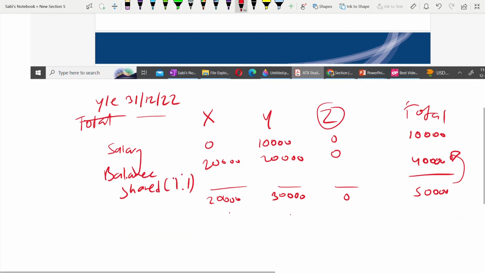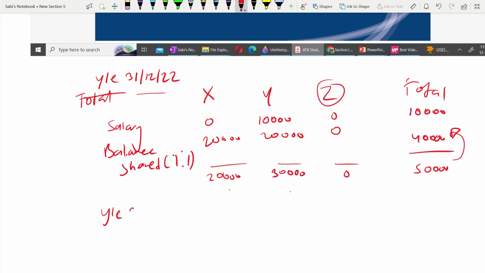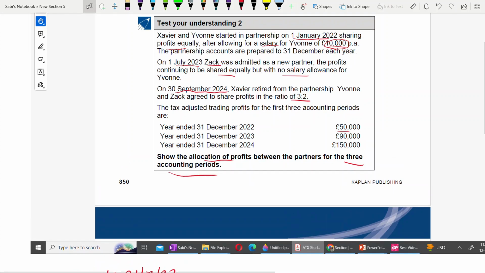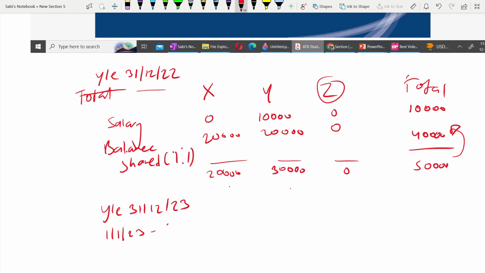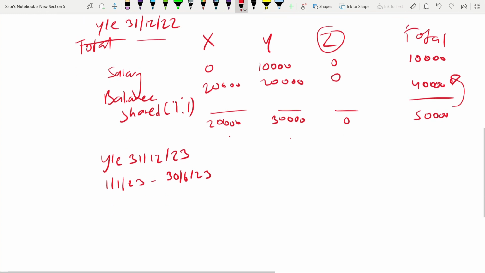Coming to the next accounting year, year ended 31st December 23. Even this is broken down into two periods. Why? In the middle, on 1st of July he joined. So for 6 months there was no change. That means from 1st of Jan 23 to 30th June 23, there's been no change. Still, we'll be having the salary.